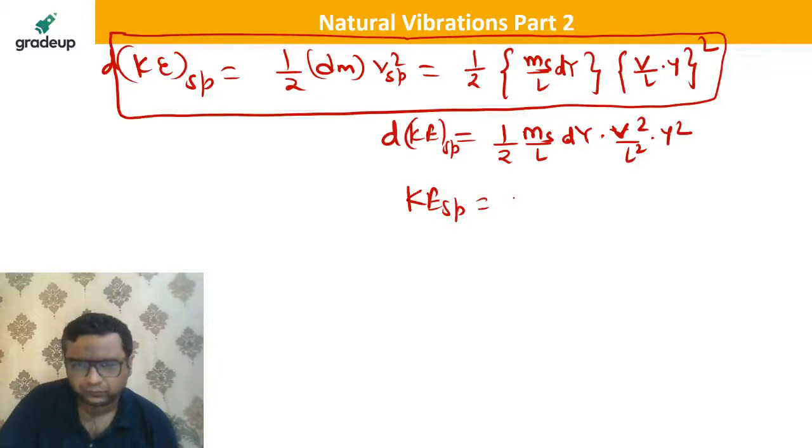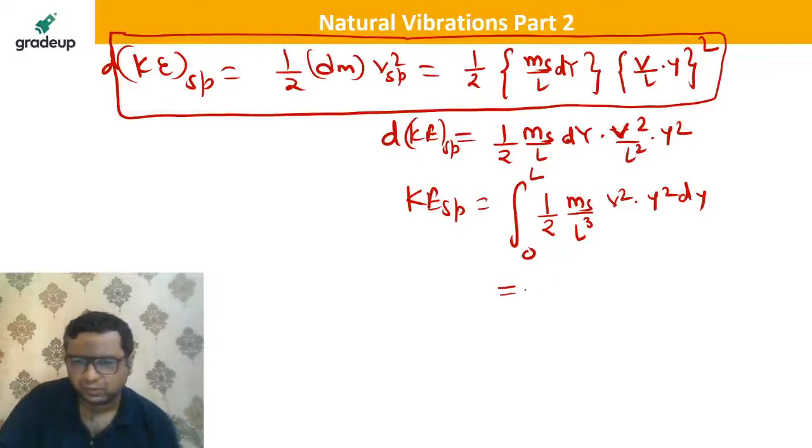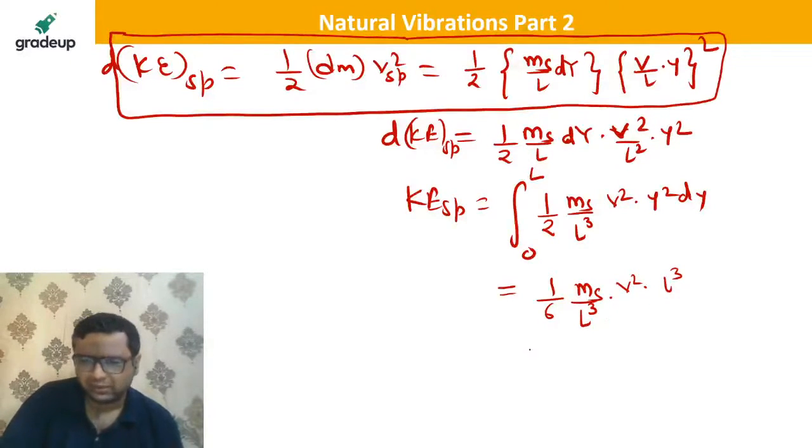So it will be integration of half ms by L cube v square y square dy, integration from 0 to L. Y square dy will be y cube by 3, so 1 by 6 ms L cube into v square into L cube. So L cube will get cancelled out. It is 1 by 6 ms x dot square.